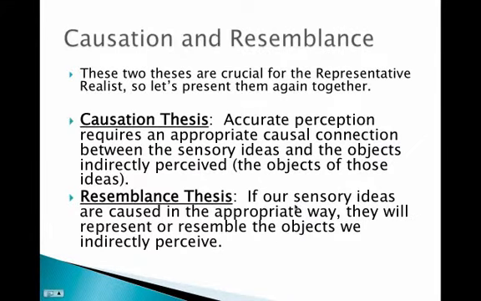So these two theses are crucial for the representative realist. Let's present them together. Again, the causation thesis: accurate perception requires an appropriate causal connection between the sensory ideas and the objects indirectly perceived, the objects of those ideas. And the resemblance thesis: if our sensory ideas are caused in the appropriate way, they will represent or resemble the objects we indirectly perceive.